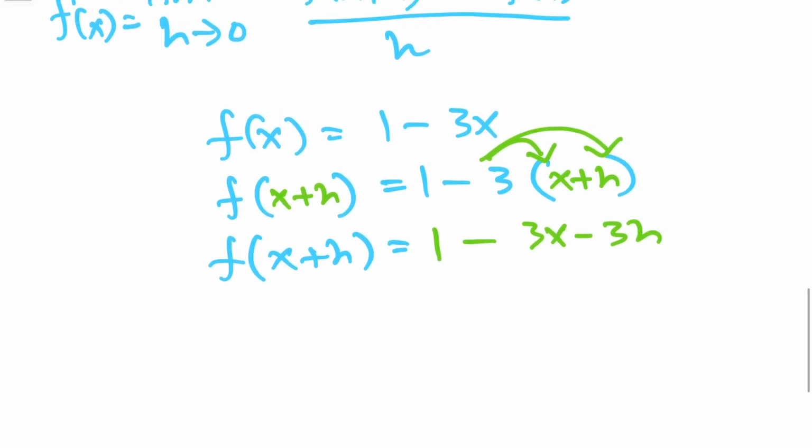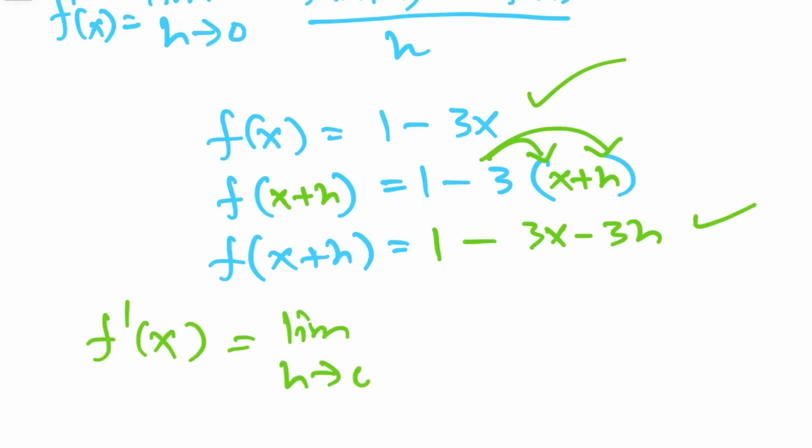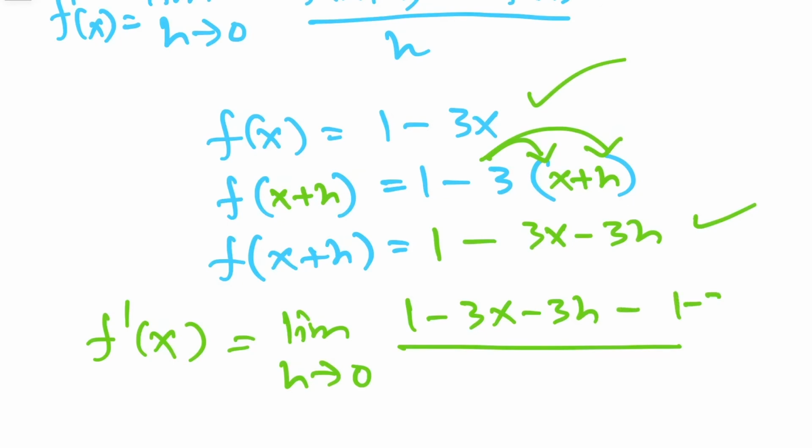Okay, so once we have our f of x and f of x plus h, we can just plug it in and we can simplify. So f prime of x is going to be equal to limit as h approaches 0. F of x plus h is 1 minus 3x minus 3h minus f of x is equal to 1 minus 3x. But be careful with the parentheses. So whenever you have a negative sign, make sure you use parentheses. Okay, if you don't use parentheses, your answer is going to be wrong. So it's extremely important that you use parentheses.